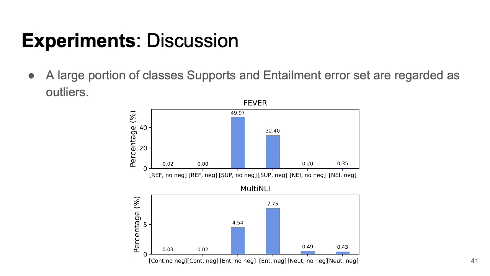We found that the class supports in FEVER and the class entailment in multi-NLI has the highest percentage of outliers. However, in FEVER, the percentage is much higher than in multi-NLI, at over 30% for each group, while multi-NLI only has around 8 and 5% of examples removed.